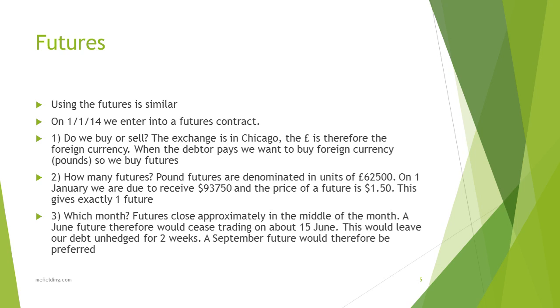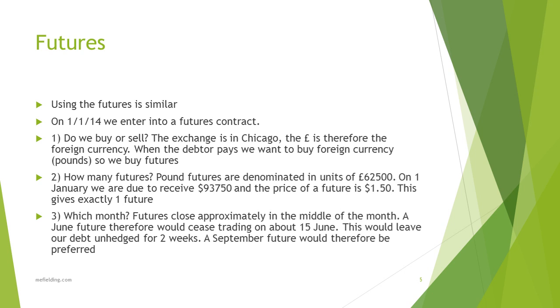The alternative as a hedging instrument to the forward is to use the future. And the future is kind of, certainly in real life, comparatively much more complicated. When you use these futures, the way to approach this is to ask yourself 3 questions. This is assuming that you're using them for hedging. The first question is, do we buy or sell? The second question is, how many futures do we buy or sell? And the third question is, which month?